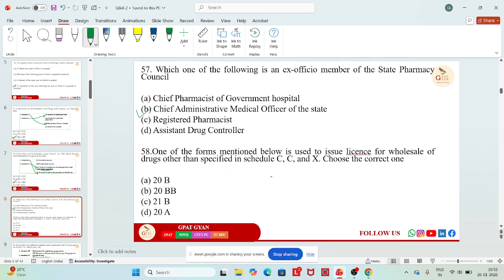Next is which form is to be issued for wholesale of drugs other than specified in Schedule C, C1 and X. Which form? Wholesale. Wholesale means B always. B is for Bodo. Bodo is wholesale. So this can be the answer. Ma'am, will it be 20B? Yes, 20B will be the answer.